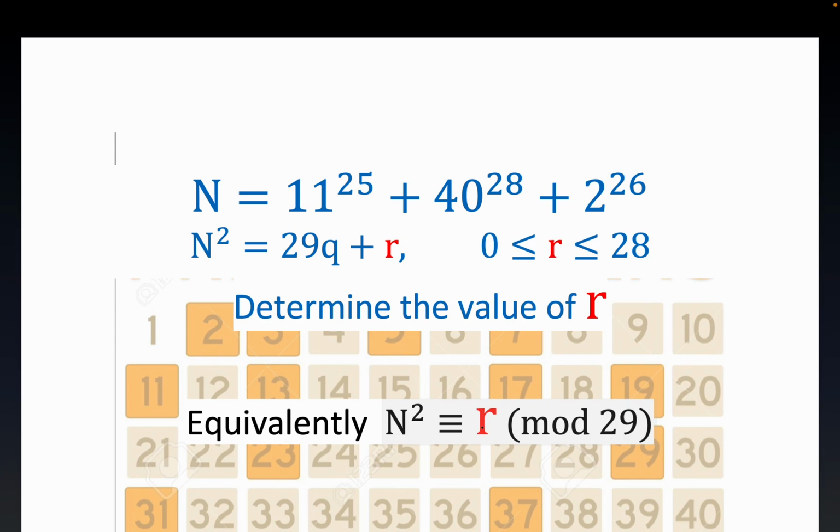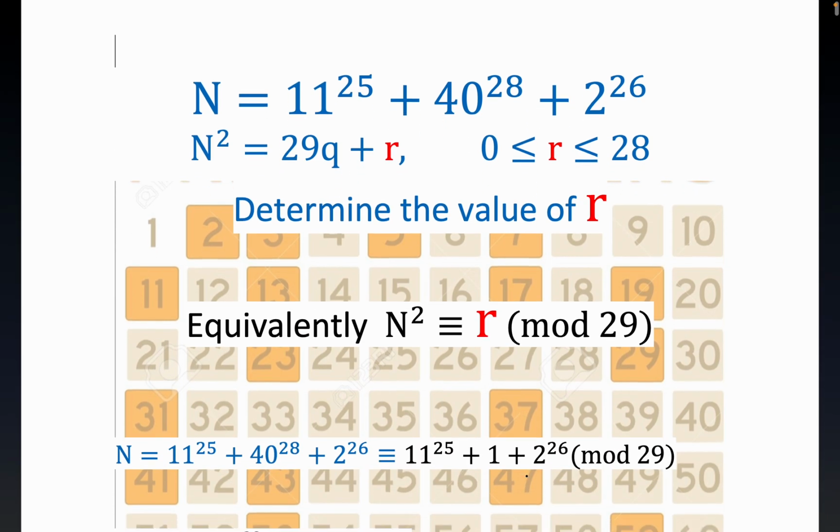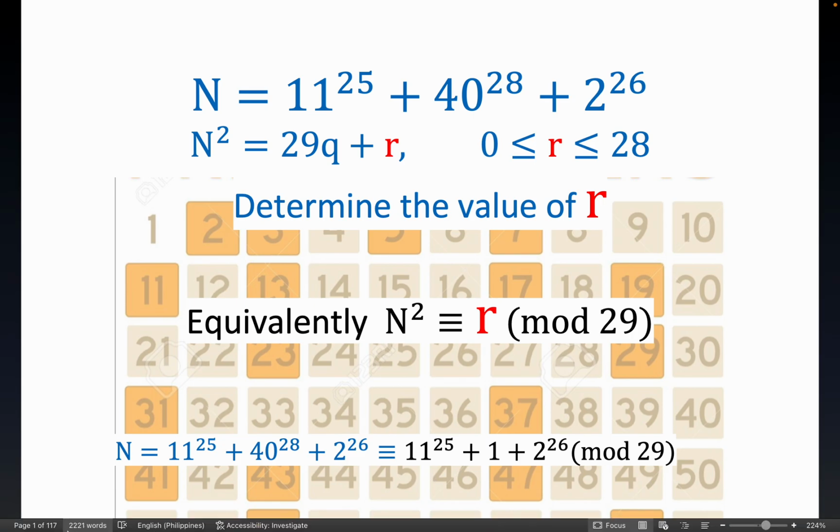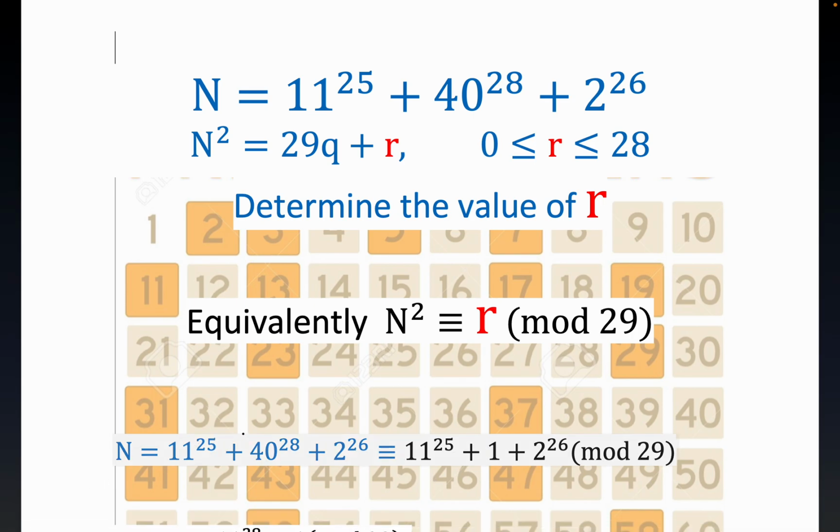N squared is congruent to r modulo 29. And so we get something for free, sort of, in this problem. Okay, we're taking a look at n. Here's our original expression n.